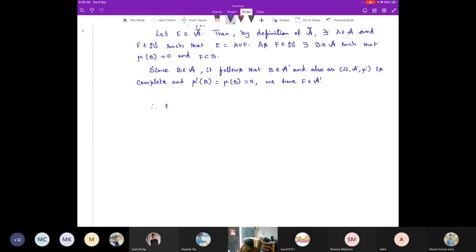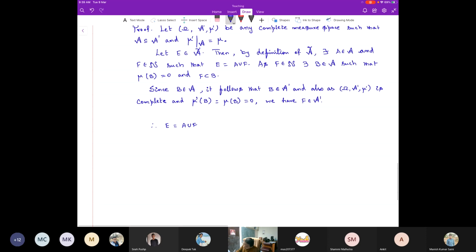Therefore, E equals, we have written it as A union F. A is from the original sigma algebra A, which is also in A dash. So A belongs to A dash and F is also in A dash. So therefore this belongs to A dash. And that's what we wanted. Is that clear for all? Everyone?